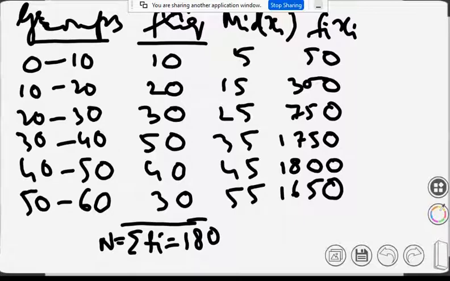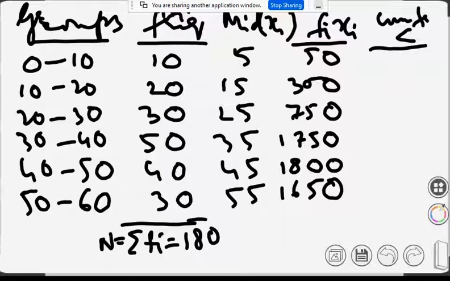For median, what do we need? For median, we need cumulative frequency, cumulative frequency less than type. That is the column that we require. We have already learned cumulative frequency less than type. Those who were not here before, just listen. So we'll just add up the frequency.